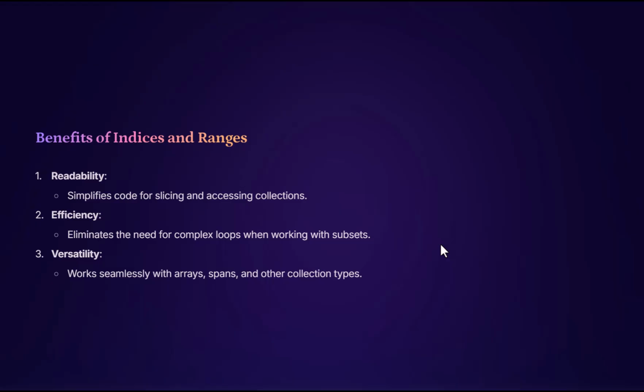So indices and ranges in C# 8 bring simplicity and power to how we work with collections. Here we have 3 benefits of indices and ranges. Starting from readability, it simplifies code for slicing and accessing collections. Efficiency, it eliminates the need for complex loops when working with subsets. And versatility, it works seamlessly with arrays, spans, and other collection types. So in this session, we saw together how to use indices to reference elements from the start or end of a collection, and apply ranges to extract subsets of data in a much easier way.